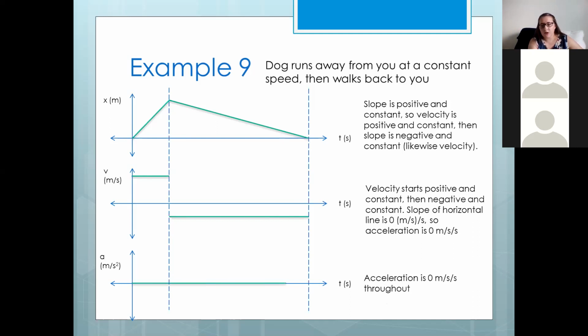And that green line should go all the way to the dotted line. That's just a typo on my part. Sorry about that. So yeah, even though our velocity has these 2 different steps to it, the slope of both of them is 0. So our acceleration is 0 the whole time.